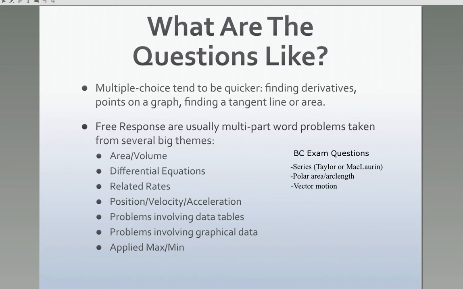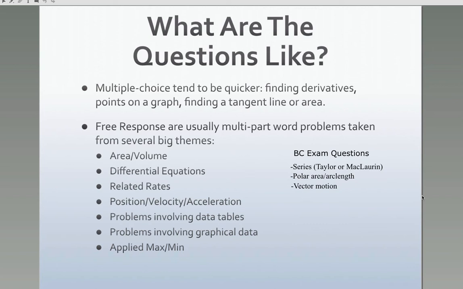For the BC exam, in addition to these topics from AB, you'll also see free response questions, typically almost always on Taylor series or Maclaurin series, on polar area or arc length, and on vector motion, which would be position, velocity, acceleration, but with vectors. So 3 of the exam questions are identical to the AB exam from the free response, and 3 are new. And they're typically among these areas, or they're a harder version of one of these AB areas.